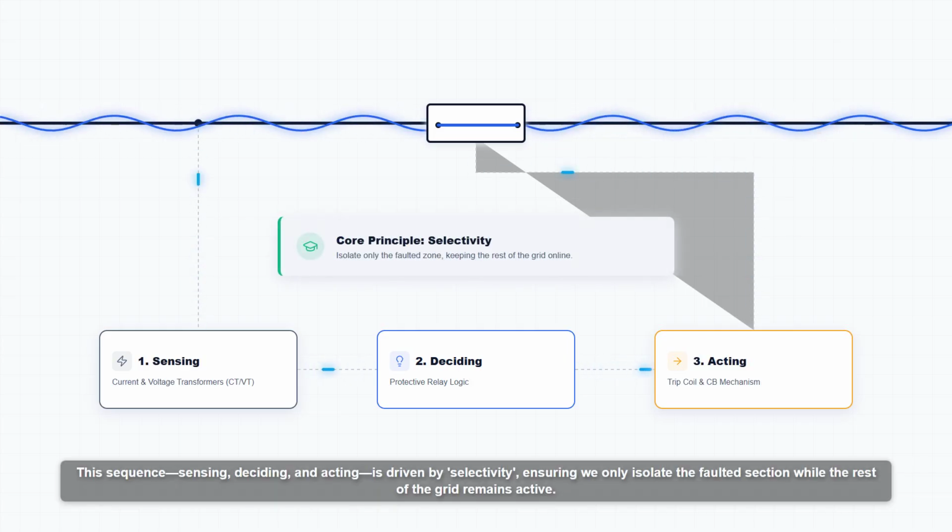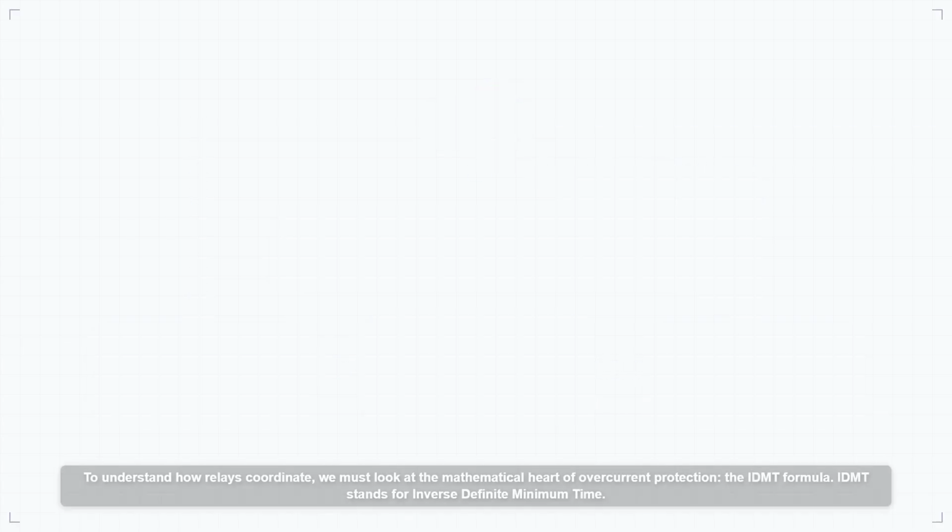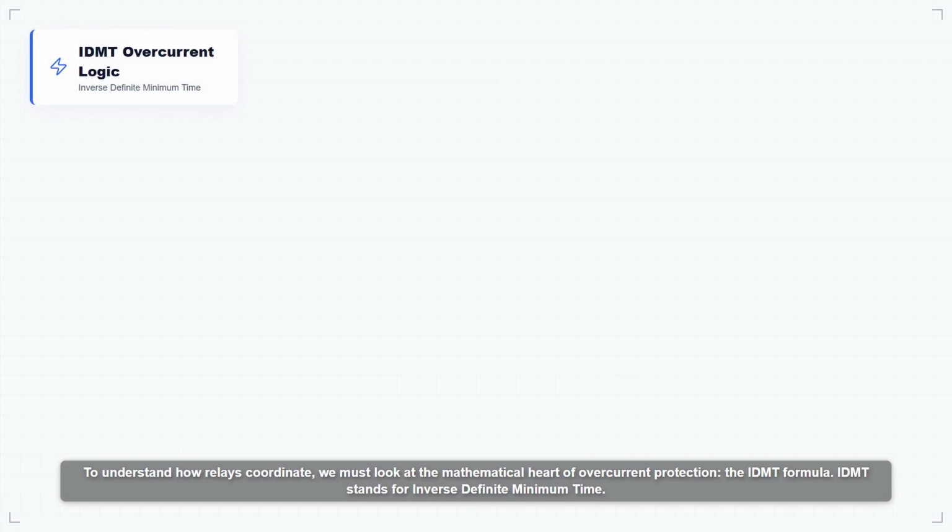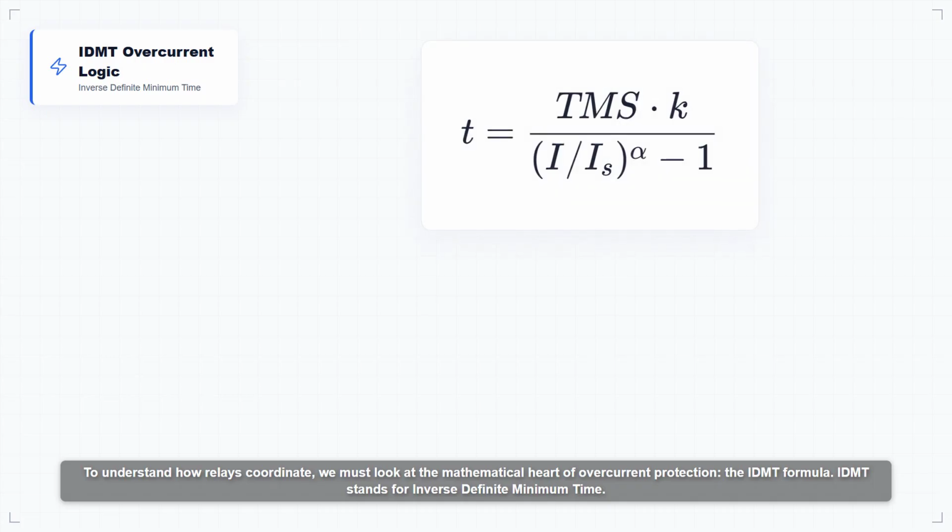This sequence, sensing, deciding, and acting, is driven by selectivity, ensuring we only isolate the faulted section while the rest of the grid remains active. To understand how relays coordinate, we must look at the mathematical heart of overcurrent protection, the IDMT formula. IDMT stands for inverse definite minimum time.